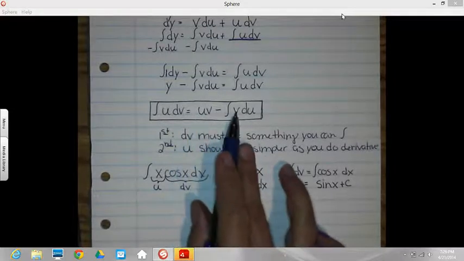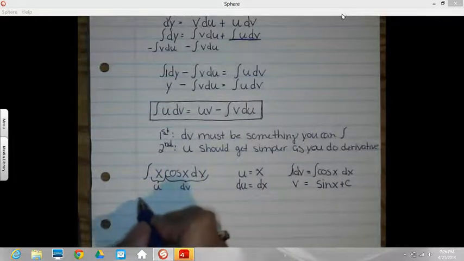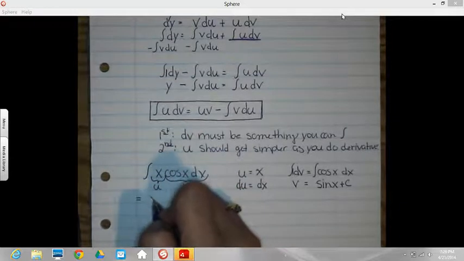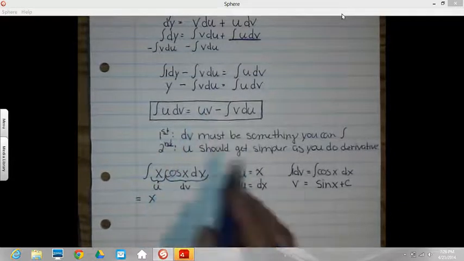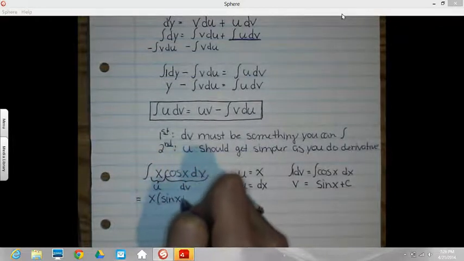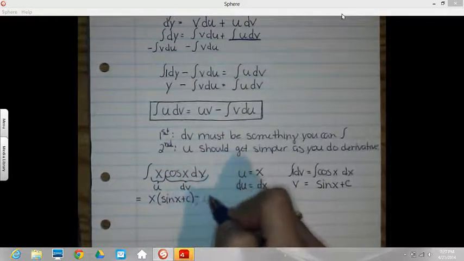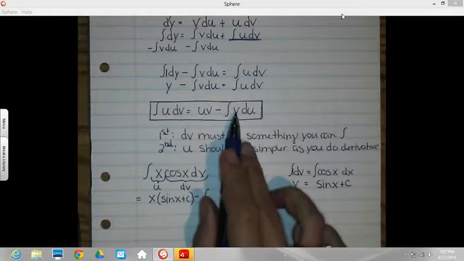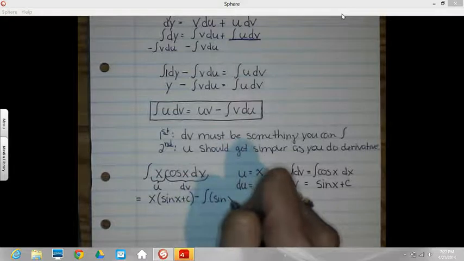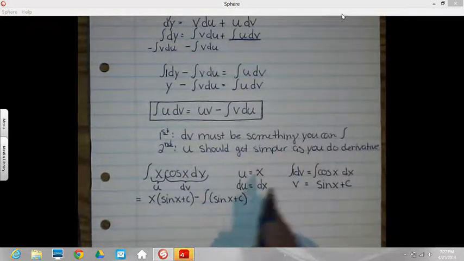So this integral will equal, according to integration by parts, I need the u, which is x, times the v, which is the quantity sine x plus c, minus the integral of v, sine x plus c, times the du. The du is dx. See how I have x's all the way through everything here?